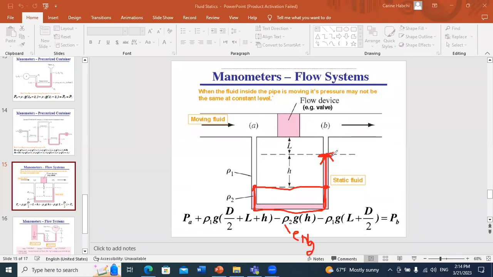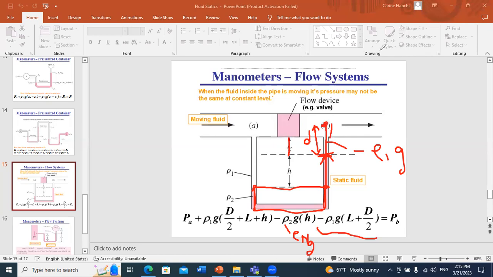But we are not done, because we need to determine what is the pressure at B. So to move from this point to B, what should we do? We should move upward again, but now we are moving back in water. Because we are moving back in water, we should do minus rho 1 times G times this distance D. And what is D? D is L plus the diameter over 2. So the final term will be minus rho 1 G times (L plus D over 2), equal to the pressure at this point, which is PB.